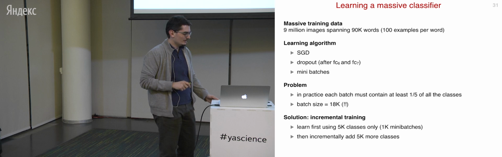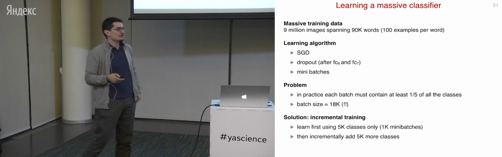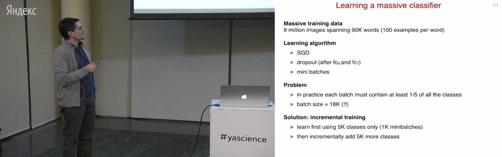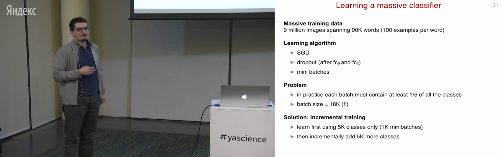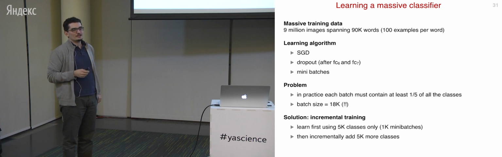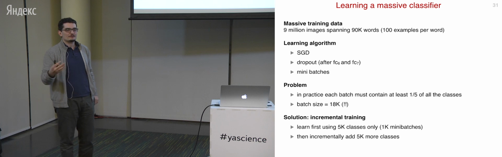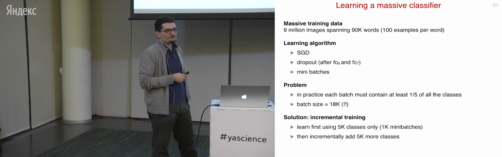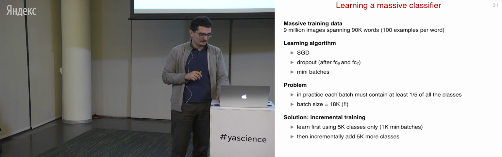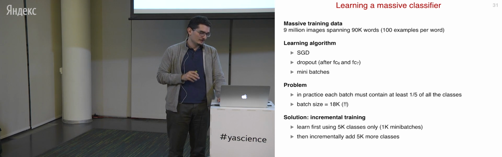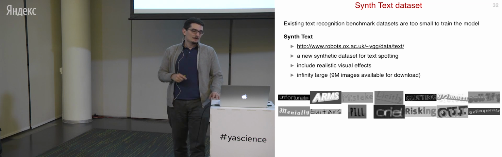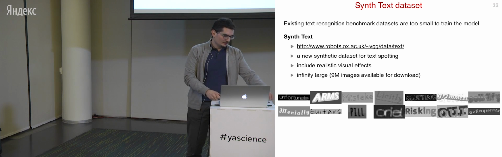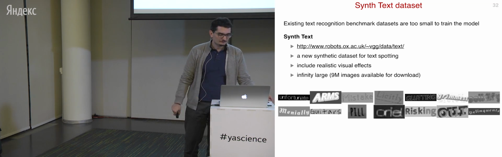So we don't want to do that. What we did was incremental training. We trained first on a smaller subset of classes, 5K, which are sampled at random. Once those are trained, we add 5K more, and we train those, and so on and so forth, by freezing the weights of the predictors for the previous classes. This is a very simple idea, but it works very well, and is very useful in this context. Now, how do we get the training data? Well, that's the other bit of magic here.